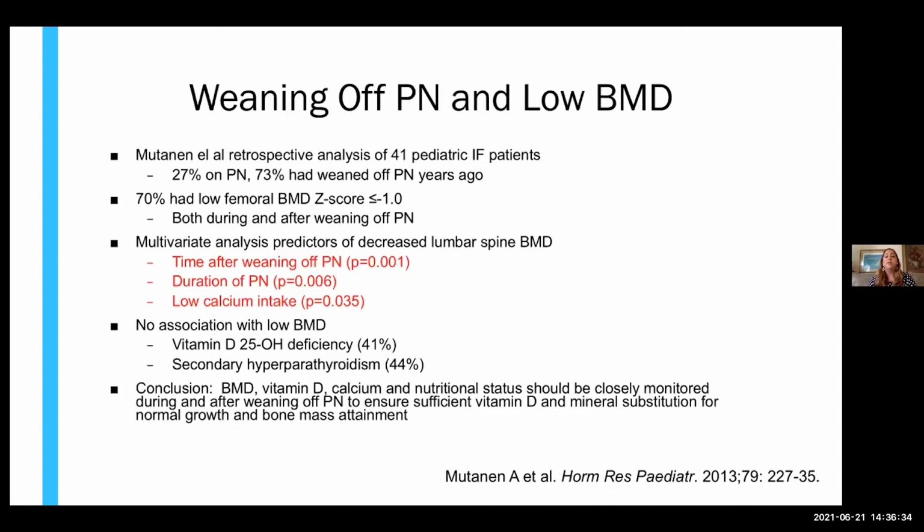So they concluded in this study that bone mineral density, vitamin D, calcium, and nutritional status should be closely monitored during and importantly after weaning off parenteral nutrition to make sure that you're giving sufficient vitamin D and mineral substitution for normal growth and bone mass attainment. Again, a lot of these studies do recommend giving vitamin D and making sure that children are not deficient, because I find it hard to believe that vitamin D status does not affect your bone health.